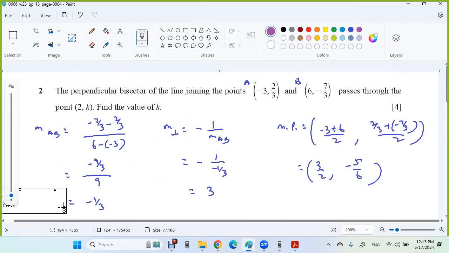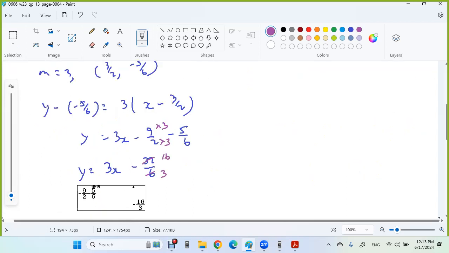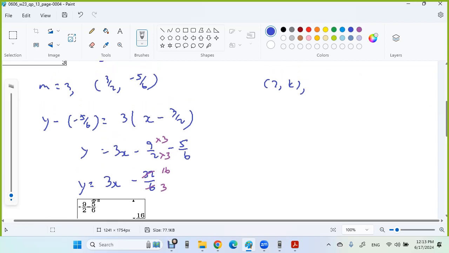So it passes through (2, k). That means when x equals 2, y equals k, and y is 3x minus 16 over 3. So k equals 3 times 2 minus 16 over 3, which is 6 minus 16 over 3, 18 minus 16, 2 over 3. Okay, so k equals 2 over 3.